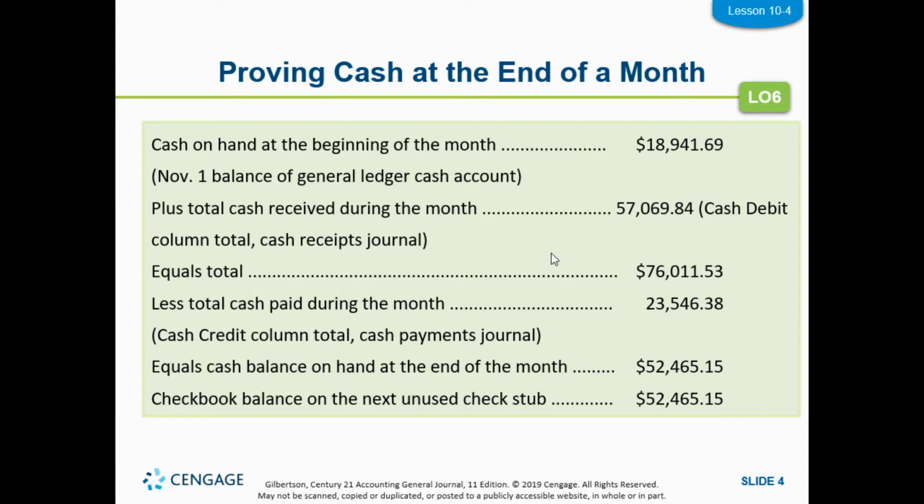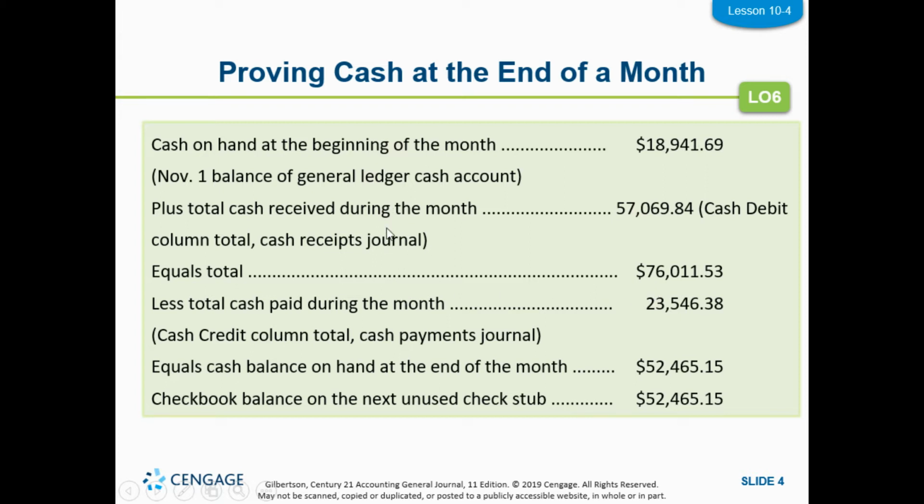Before we can move forward to a new period, we need to make sure that cash matches. So we have our beginning balance. We have everything that came through on our cash debit column in our cash account. And we just have a subtotal here, equals total cash available. And then we have everything that was in the cash credit column in our cash payments journal.